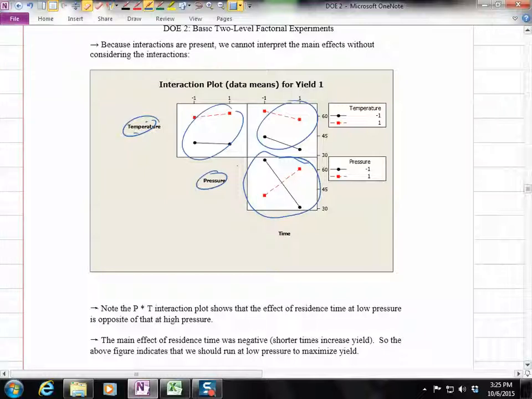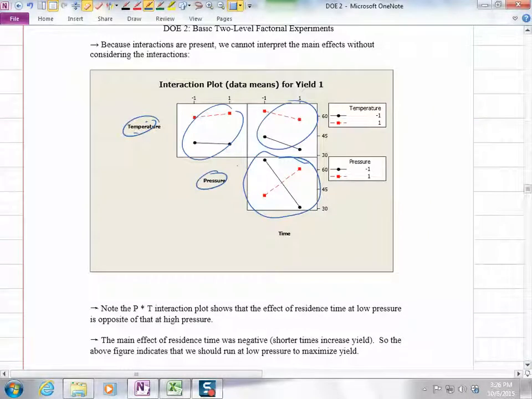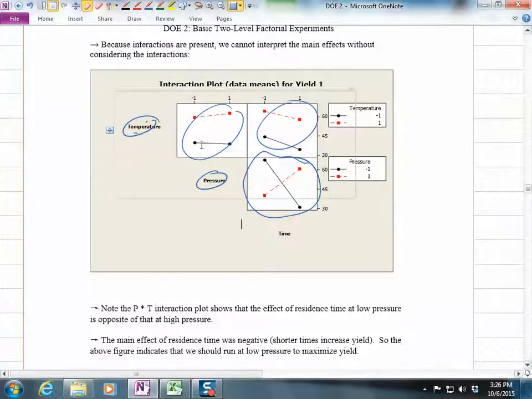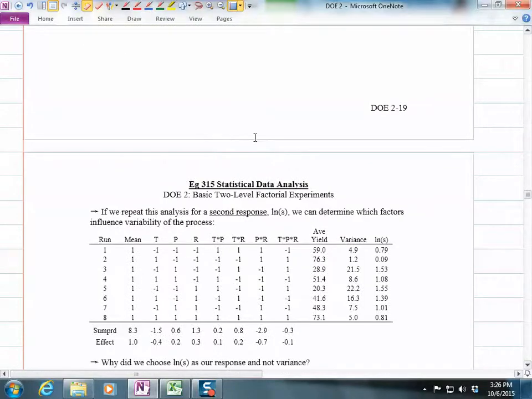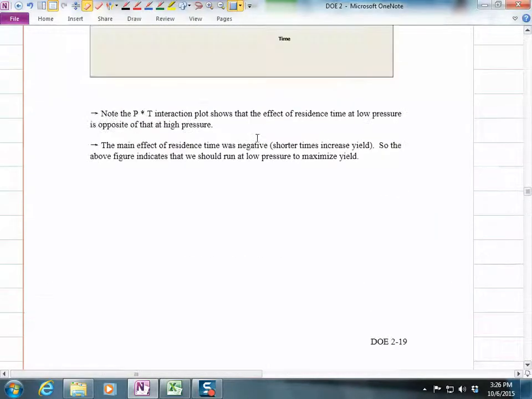And it's telling us, wow, this is a pretty crazy thing. When you change pressure, time does the opposite thing. At one pressure, time does one thing. When you increase the pressure to the other side, then it's reversed. That's why those things cross. So I'm trying to get to something. Okay, any questions on that?